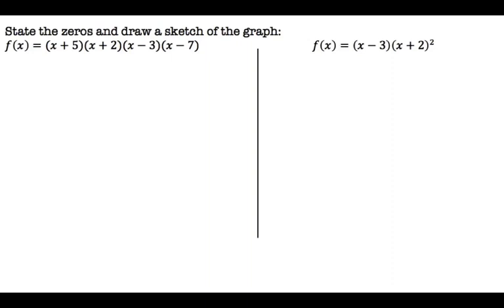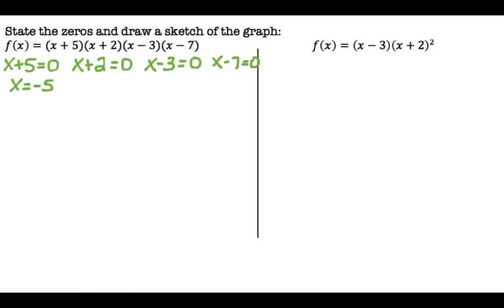All right, so state the zeros and draw a sketch of the graph. So I have y equals x plus 5, x plus 2, x minus 3, and x minus 7. So it's already in factored form. I'm going to take each factor and set it equal to 0, and then solve each one for x. So x equals negative 5, x equals negative 2, x equals positive 3, and x equals 7. I just took each factor, set it equal to 0, and then moved it over. So I know it's going to be crossing at each of those because each one is raised to the 1st power, so each factor is odd.